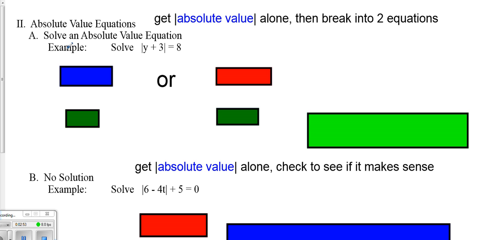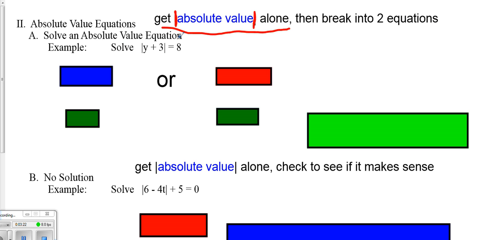All right, let's go on to our second part then. We're doing absolute value equations. We're going to do 3 different examples of this. On all of them, the first thing I want you to think about is getting the absolute value piece alone. Notice that I put the bars around the word absolute value. That's the piece you're trying to get alone. Once you can get that absolute value alone, then you can break it into 2 equations, and I'll show you what I mean with this example.